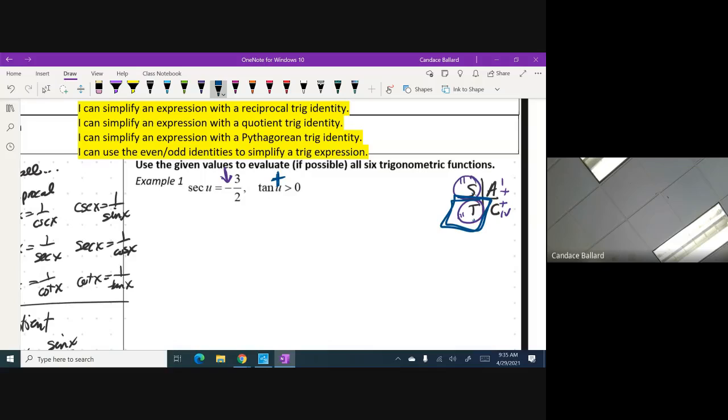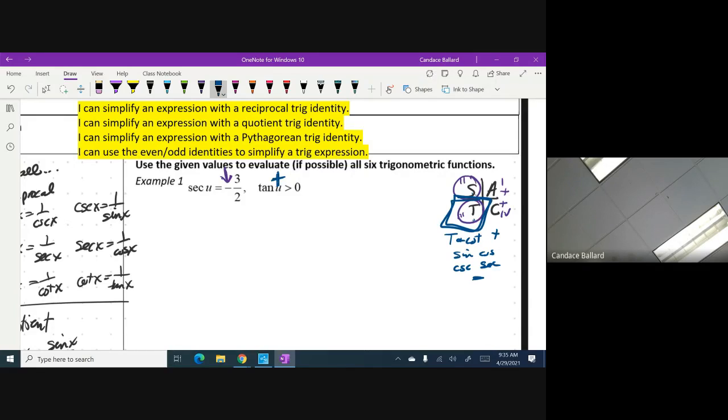All my answers need to come out for quadrant 3 answers, meaning that tangent and cotangent are positive and everything else is negative. So sine, cosine, cosecant, secant are all negative. So I have to make sure my answers are the right way. Okay. All right. So I always go for the one I get for free. I do my reciprocal first.